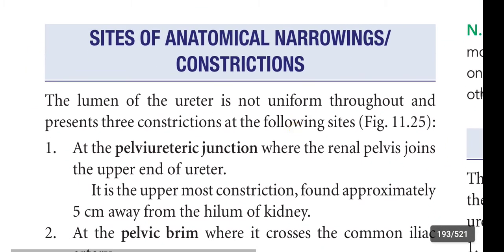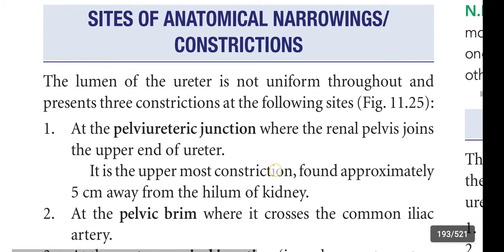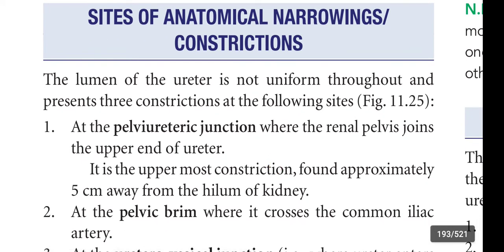Next, sites of anatomical narrowings and constrictions. The lumen of the ureter is not uniform throughout and presents three constrictions at the following sites. At the pelviureteric junction, where the renal pelvis joins the upper end of the ureter.